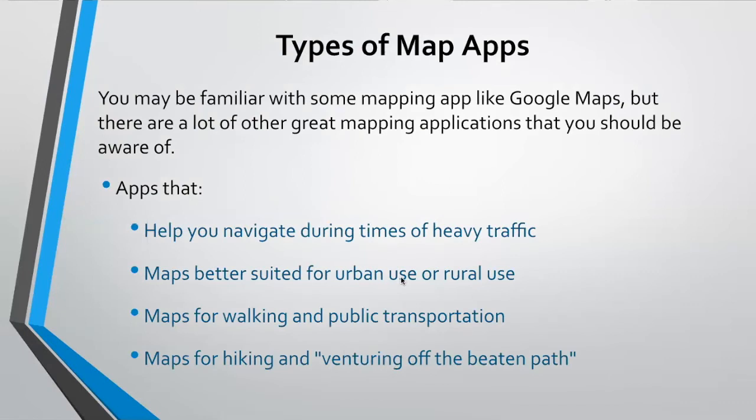So there's various types of map apps. You may be familiar with some mapping apps like Google Maps, but there are a lot of other great mapping applications that you should be aware of. The main difference between these is they have specific features that are catered towards different functions. So there are apps that help you navigate during times of heavy traffic. Some maps are better suited for urban use or rural use. Some maps are for walking and public transportation as opposed to driving, and some maps are for hiking and venturing off the beaten path.